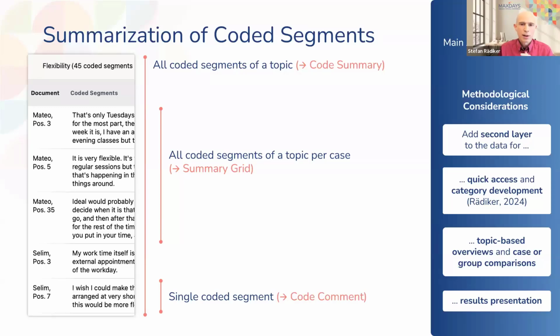I explained this in a chapter in the research examples book, which we will demonstrate later in the day, showing how I used it for single coded segments, for example. And then we can use those second layers for topic-based overviews. We can use them for case or group comparison. And as I already mentioned, we could use them for results presentation.